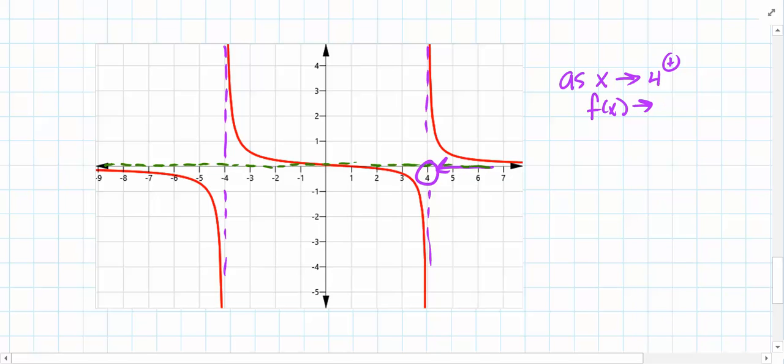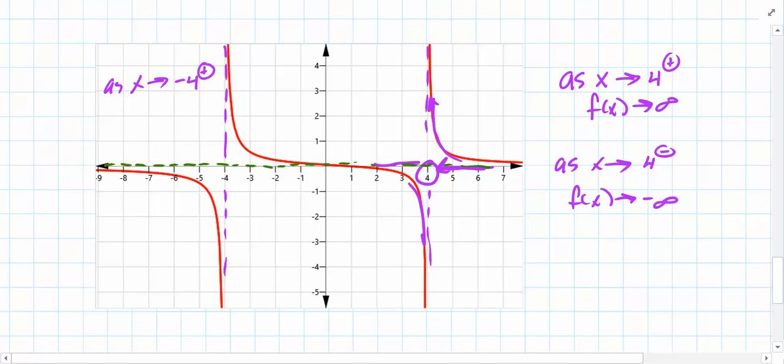Very good. As x approaches 4 from the left, where does my function go? Negative infinity. F of x goes to negative infinity. Sorry, why do I keep doing 8? Negative infinity, right? Take a look at this one here. As x approaches negative 4 from the right, where does my function go? F of x approaches positive infinity. Good. How about as x approaches negative 4 from the left? Negative infinity. Good.